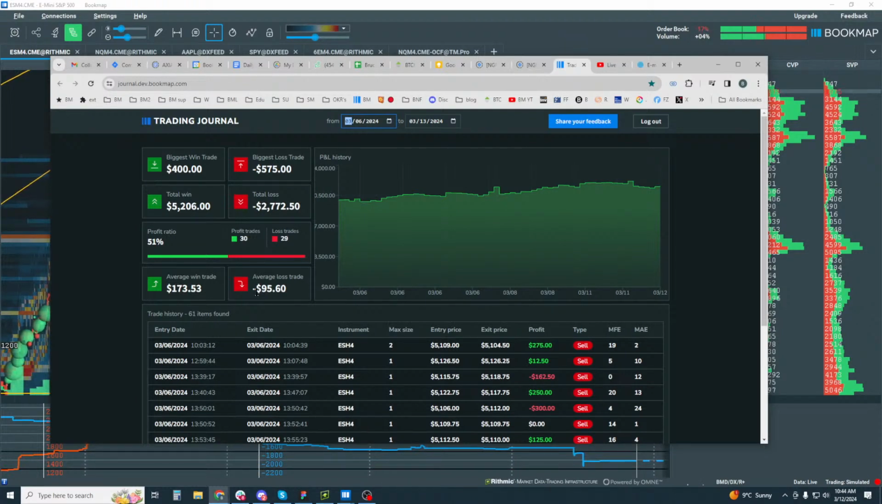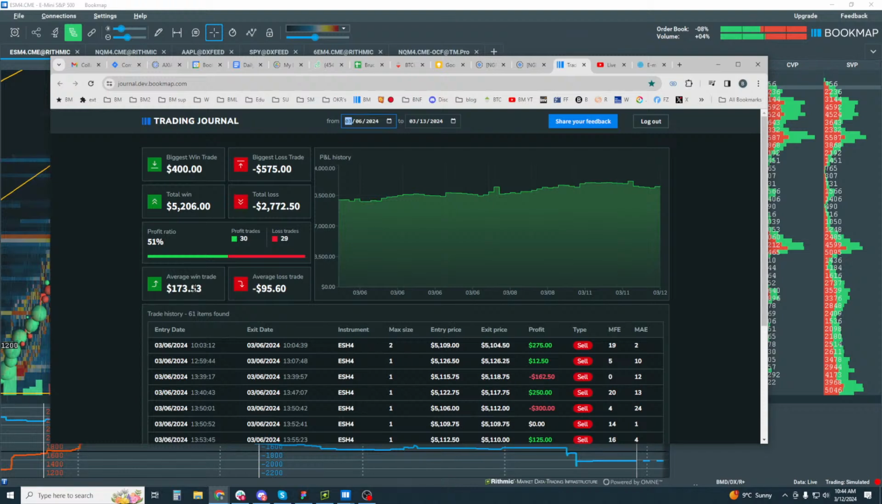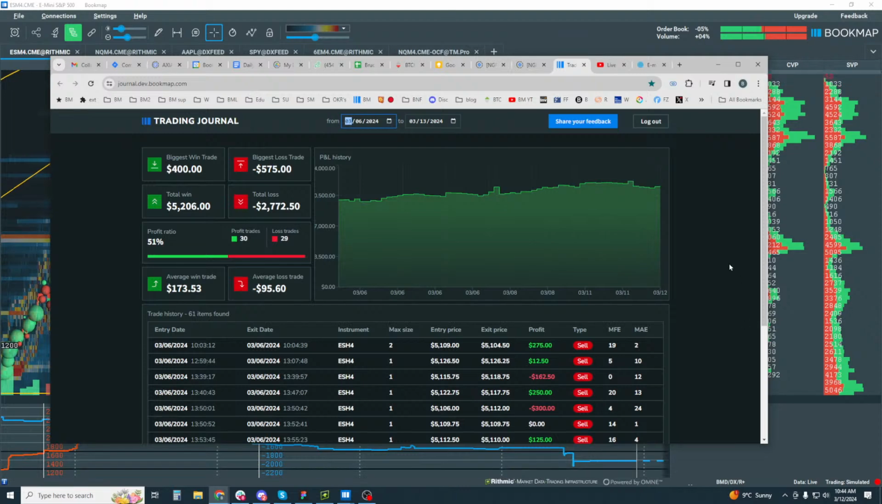Average winner compared to average loser. Make sure I'm sticking with my plan, even with the profit ratio here, 51%. Okay, so every time I click the button, it's like flipping a coin basically. The key here is that my winners are bigger than my losers. Okay, so overall this should work out, right?